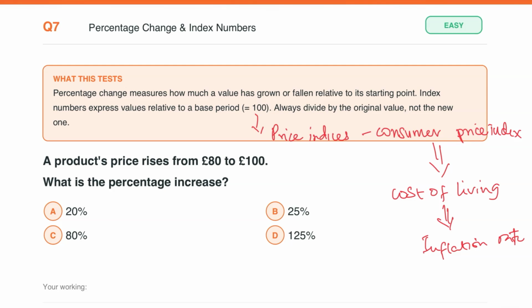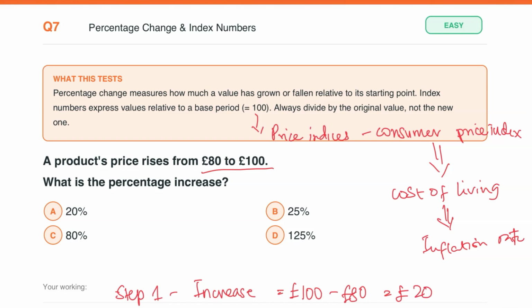A product's price rises from £80 to £100. What is the percentage increase? Opportunity for you to pause the video and do it yourself. If not, let's solve it together now. First of all, step 1, what is the actual increase? In absolute terms, that's 100 minus 80, which is £20 is the increase.